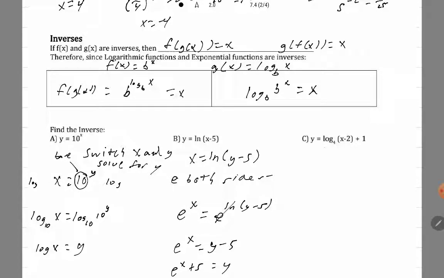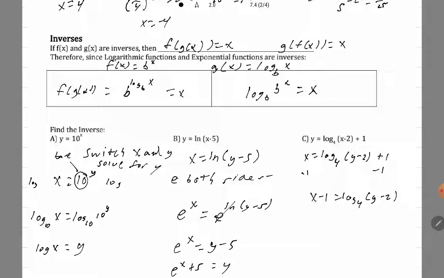Lastly, oh, this one's harder. So I have x equals log base 4 of y minus 2, plus 1. Okay. I am going to subtract 1 over. So I get x minus 1 equals log base 4 of y minus 2.